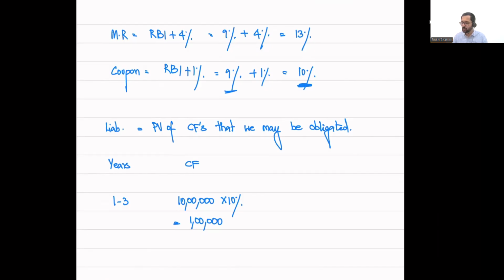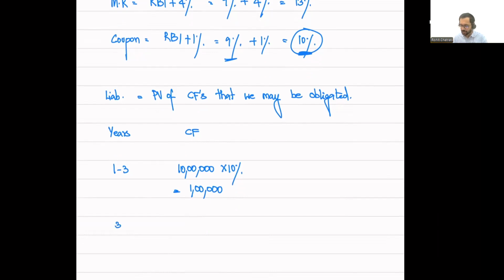I'm going to assume that the coupon is 10% every year for the purpose of doing this split accounting, where I have to bifurcate it into liability and equity. For the purposes of split accounting, the standard requires us to assume that the RBI base rate is constant. Yes, it can change in future when the cash flows are actually being paid out. So we have a cash flow of 1 lakh rupees, and at the end of the third year, we may also be obligated to repay the principal amount of 10 lakhs.